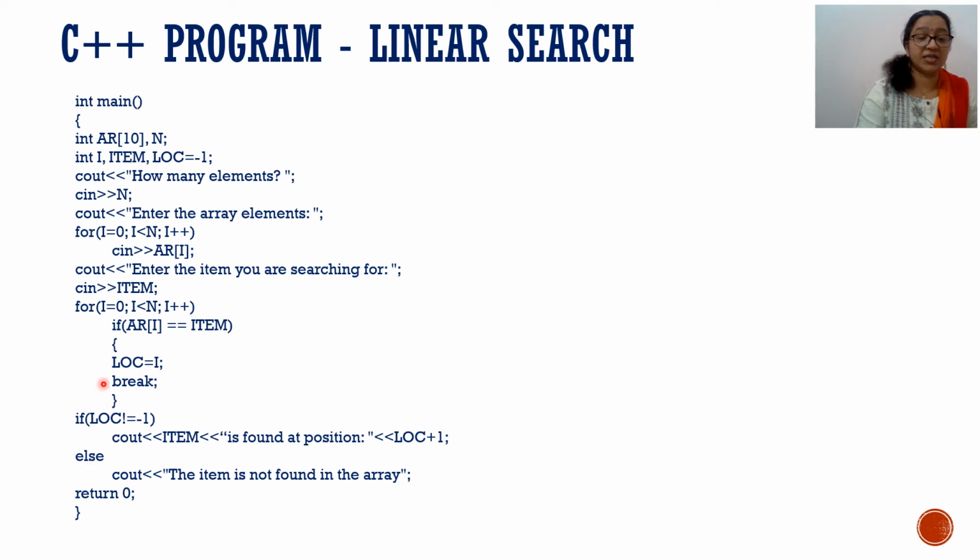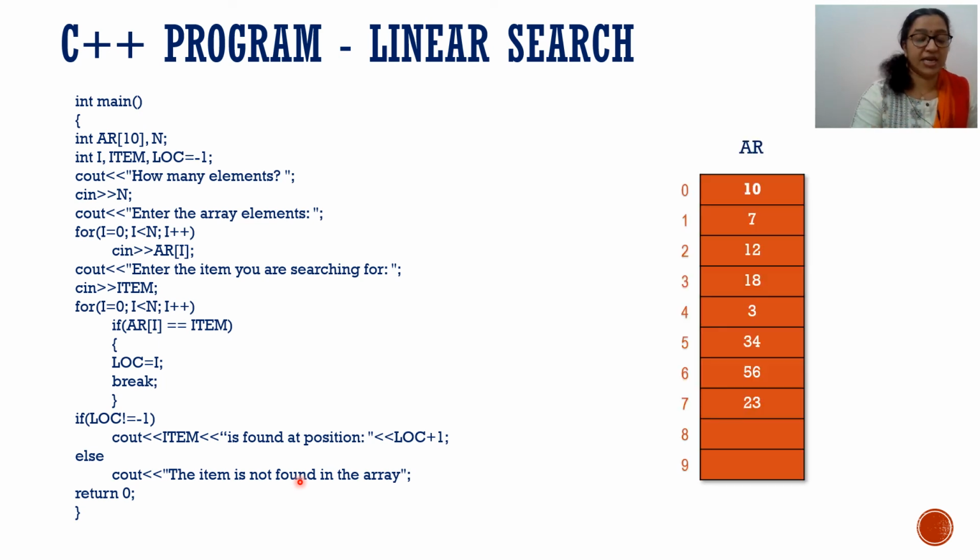If we didn't get it, it means the i value is now n. Now we can check whether we got any value in location or whether it is minus 1 itself. So how can we check it? If location is not equal to minus 1, the item is at the position location plus 1. Else the item is not found in the array. So it is very simple, right? This is called linear search.